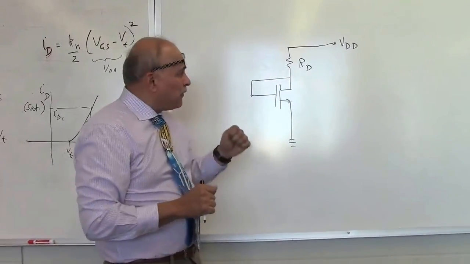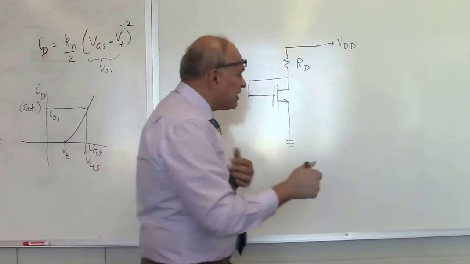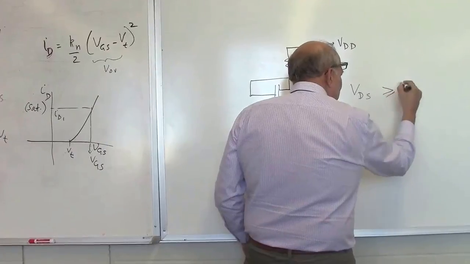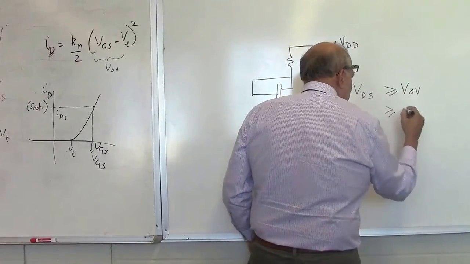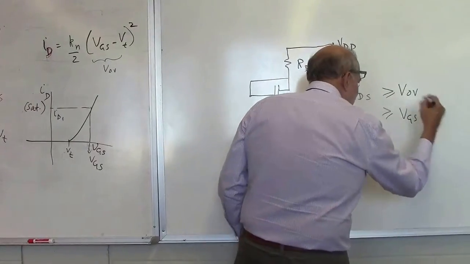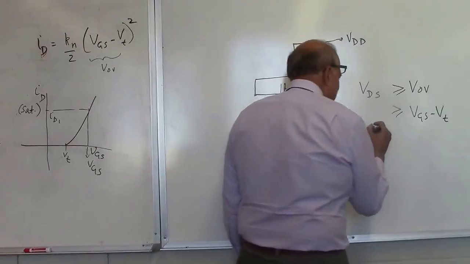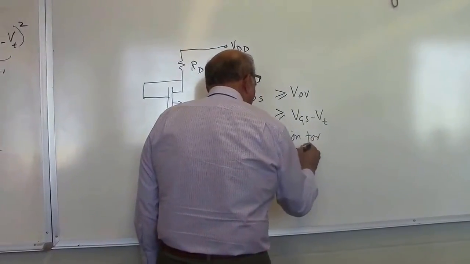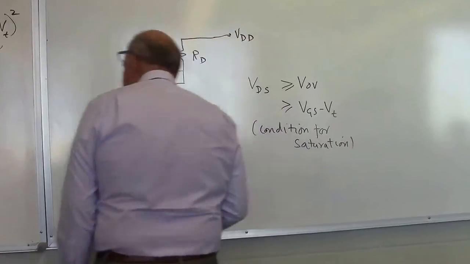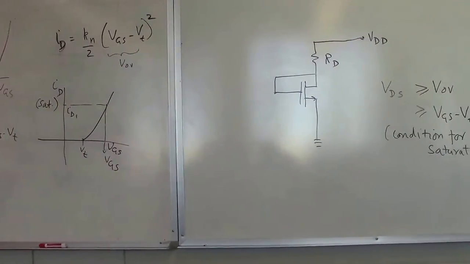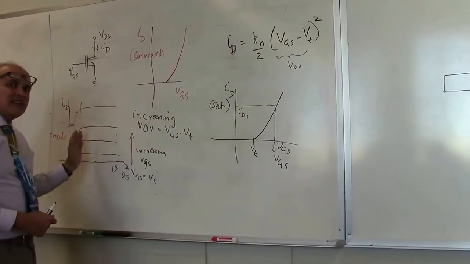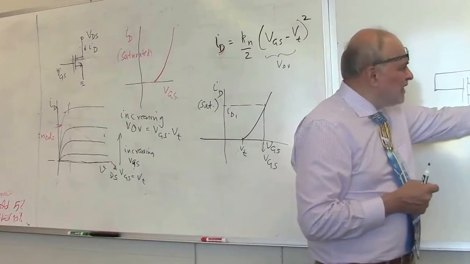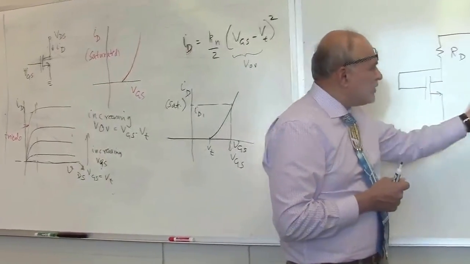Let's see. Now, for the saturation region, you need VDS to be large enough. In fact, VDS must be greater than or equal to the overdrive voltage, which is VGS minus VT. So this is the condition for being in the saturation region. Remember we said when the drain to source voltage becomes large, that's when the thing goes into saturation and escapes from the triode region. For some reason I was writing this as less than or equal to overdrive. The important thing is that VDS must be large to be in the saturation region. So obviously it must be bigger than something.